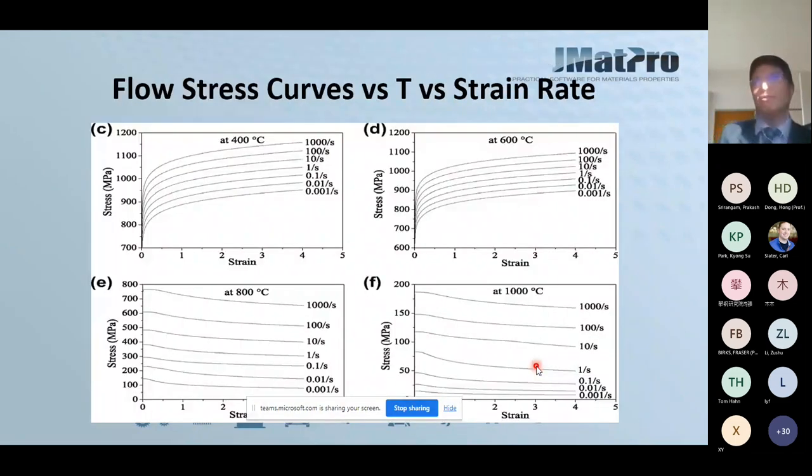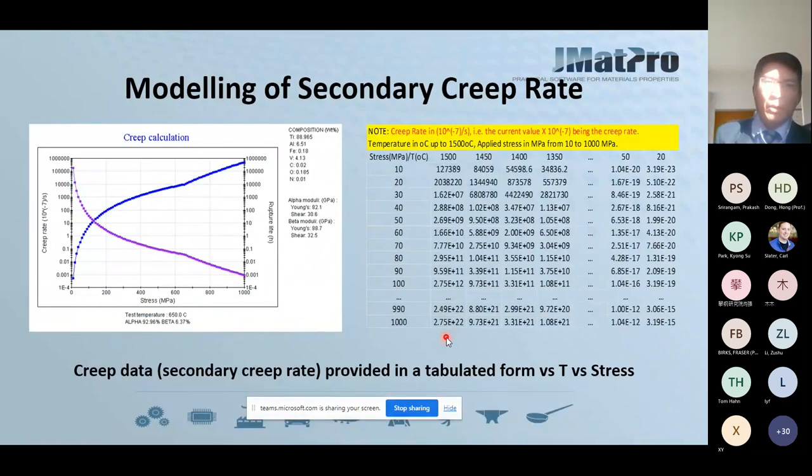And for this one, apart from the material data, such as physical and thermophysical properties and the flow stress curves as a function of temperature and strain rates, as I showed here, it also needs creep data. To be precise, it needs the secondary creep rate data. And that's why, when we carried out this benchmark study, we had to manually provide this kind of data. It's provided in this form, that is creep data or secondary creep rate as a function of temperature and stress in this kind of tabulated form.